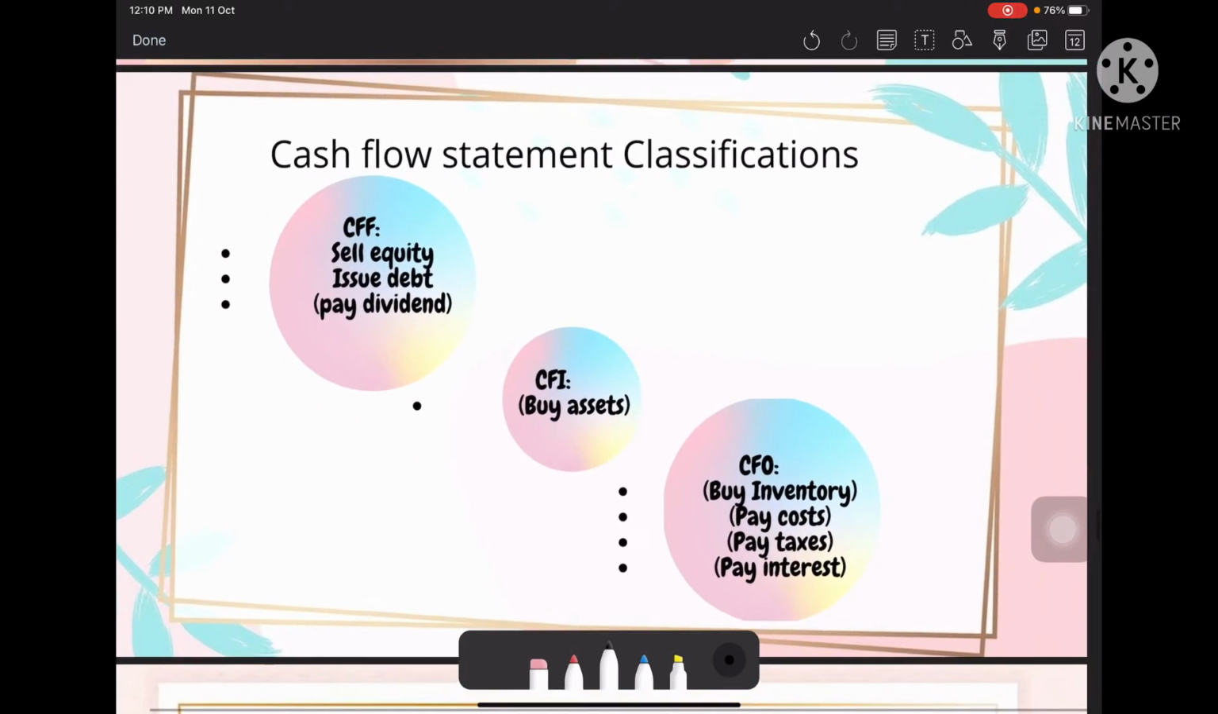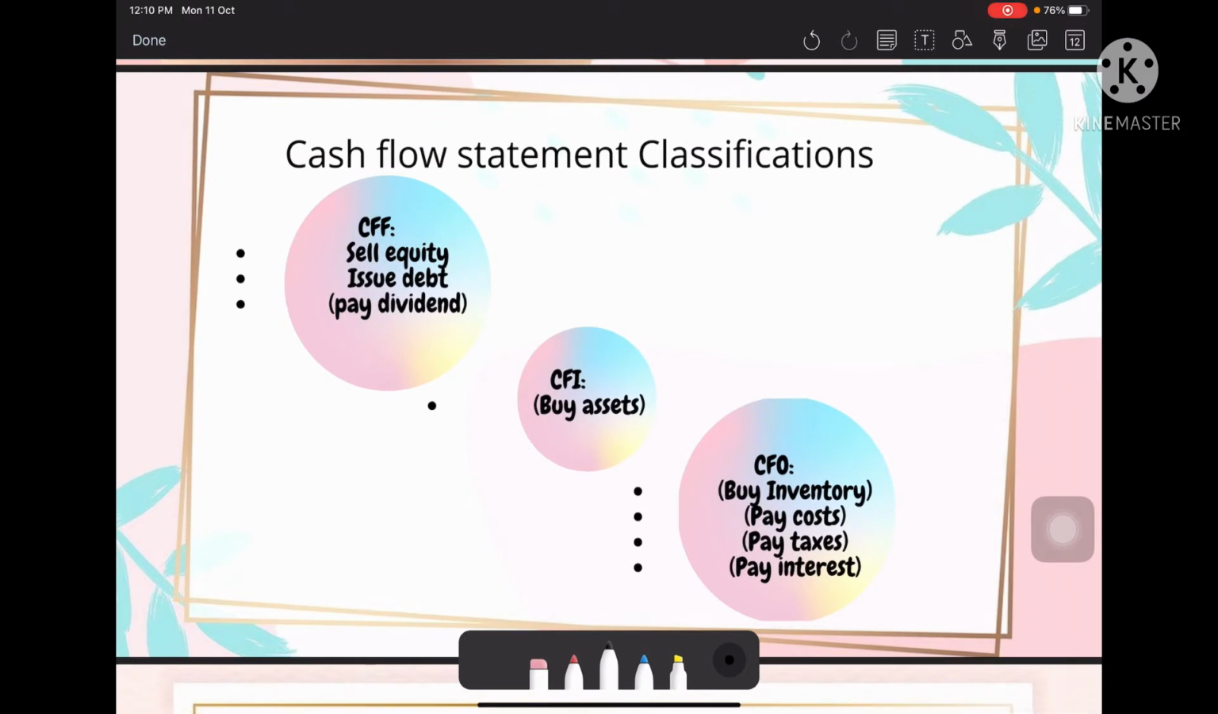Alright, so the cash flow statement classification. There are three types just now, right? CFF from financing, from investing, and from operation. So these are the examples. Number one, cash flow from financing. For example, here we sell equity. When we issue common stock, we sell the equity and the shareholders or the investors buy the equity. So it becomes an inflow for the company. Selling equity gives us the cash, so the cash comes from financing, through selling equity to the public.